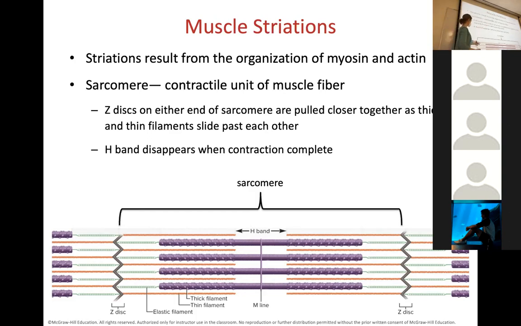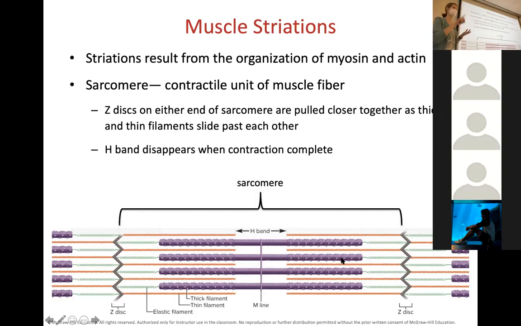These greenish things here, we didn't really talk about. You don't have to worry too much about them. They're just elastic filaments. The actin filament is actually attached to the Z disc. The myosin filament is not. So here you have the actin filament attached to the Z disc. The myosin filament is kind of in between, attached indirectly.